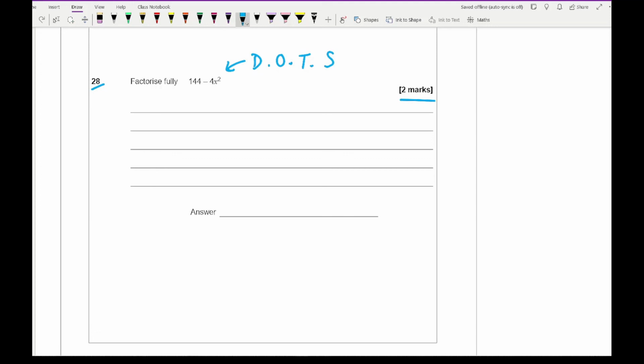So for this, set up double brackets and think to yourself, what do you have to square to get 144? That's going to be 12. And what do you have to square to get 4x squared? Well, that's going to be 2x. One's a plus, one's a minus. It doesn't matter which one's a plus and which one's a minus.